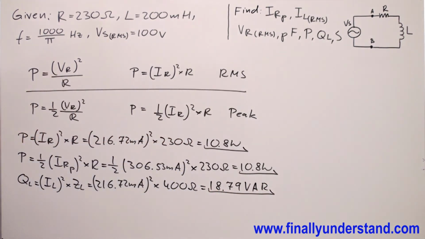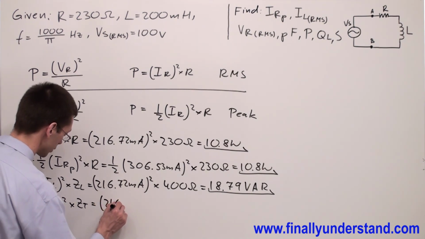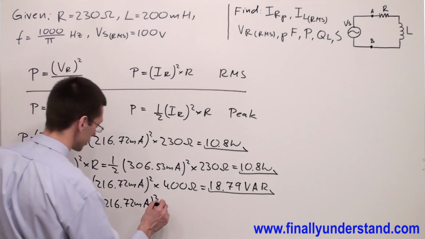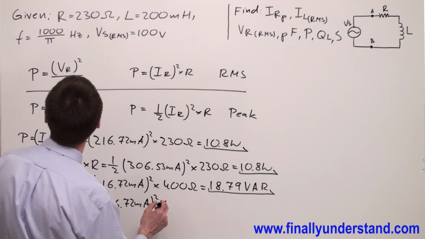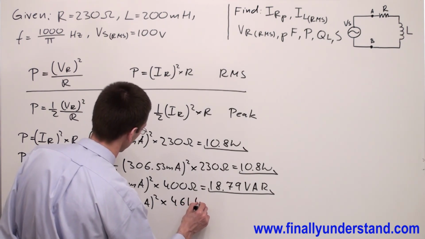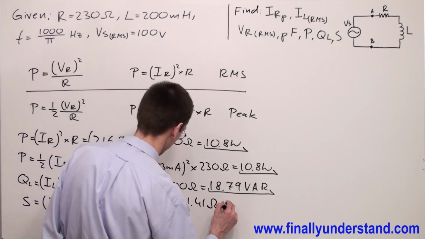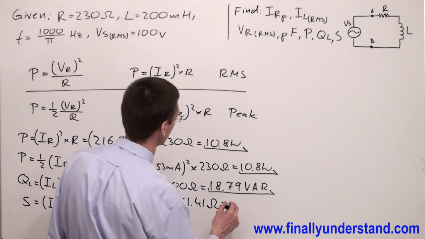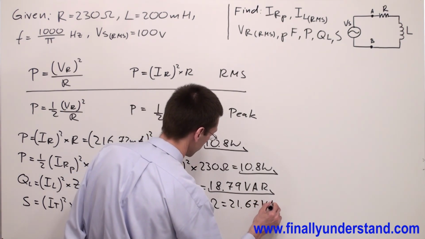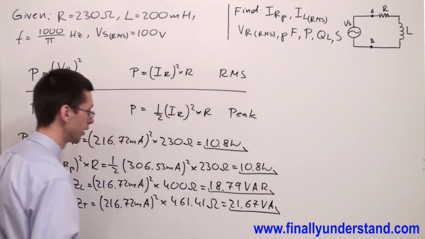This is my QL. If I want to find the apparent power S, this is going to be I total square times Z total, which is equal to 216.72 milliamps to the second power times Z total, which is 461.41 ohms, and this is equal to 21.67 volt amp. Okay, so this is my apparent power.